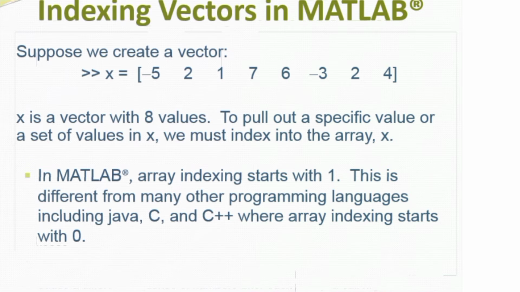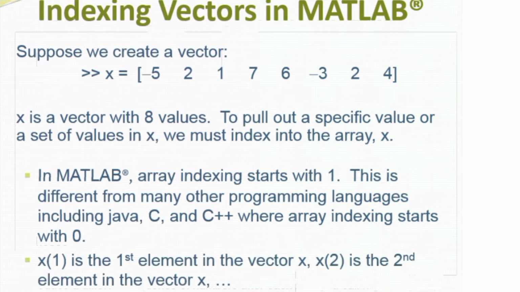In Matlab, array indexing starts with 1, and those of you that have some experience with Java or C are going to find this extraordinarily frustrating until you get used to it, because in those languages, the first element in an array is actually entry 0. But with Matlab, the first element in an array is entry 1. So if I do x(1), that's referring to the first element in the vector, which in this case would be -5. If I do x(2), that refers specifically to the second value in that vector x, which in this case is 2.